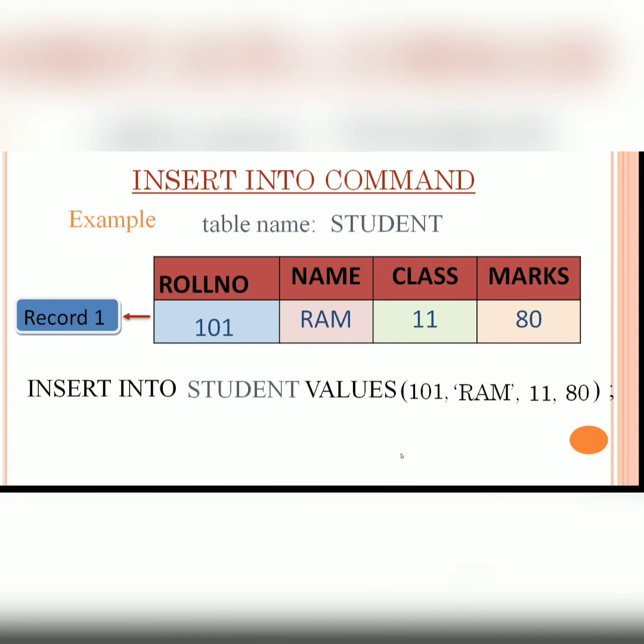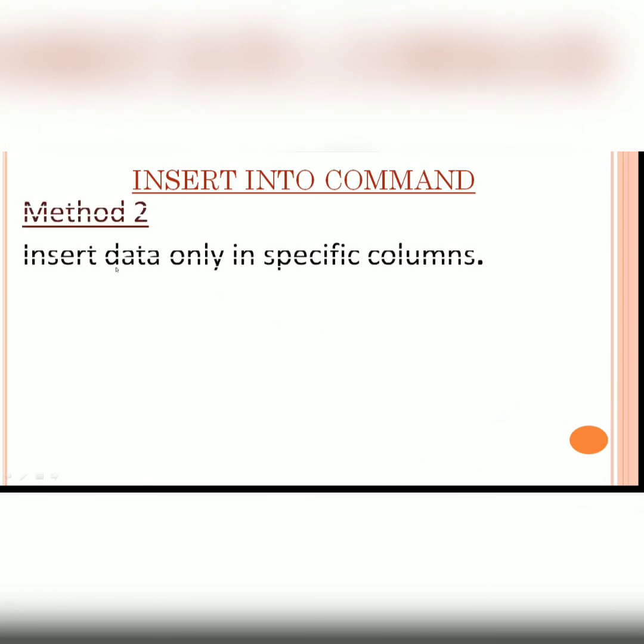Here you have to remember that if you want to insert more than one row, then you have to use insert command again and again. And also remember, while inserting values in a table, character values are always written in single quote or can be written in double quote. I hope it's clear to all of you. So let's move on to the second method, that is insert data only in specific columns. So for implementing this method, we follow the following syntax.